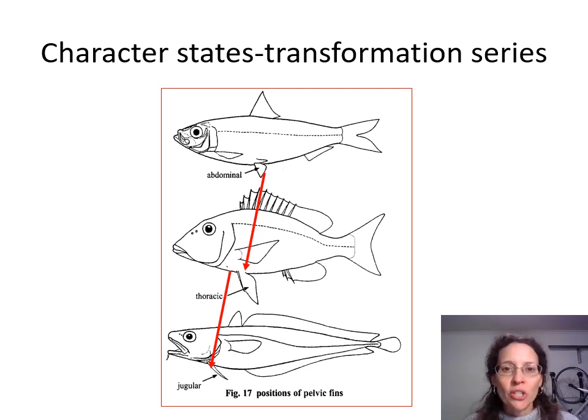We talked about this when we were talking about the fins on the fishes, and you can see here the character state transformation series: abdominal pelvic fins here, well beyond those pectoral fins. We see the thoracic ones here where they're just about below it. And then we have the jugular where now those fins are in front. Yes, this is an identification character that you can use to determine the species of fish you're looking at.